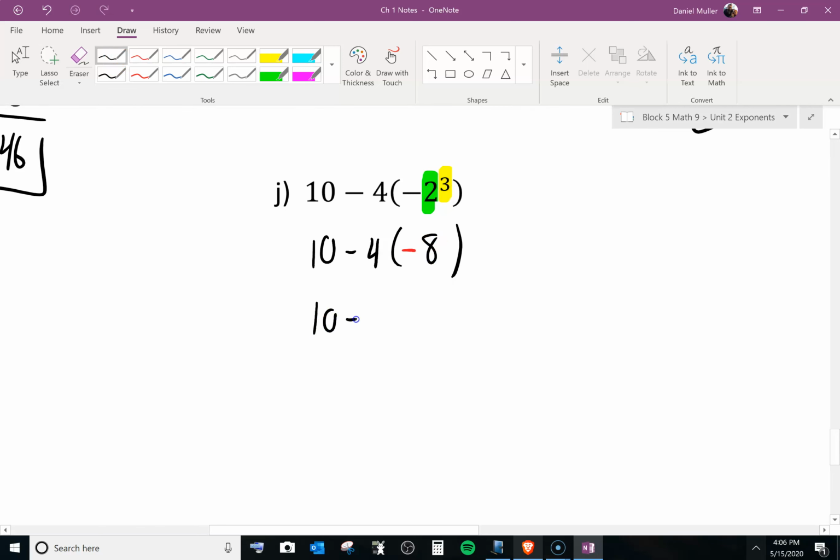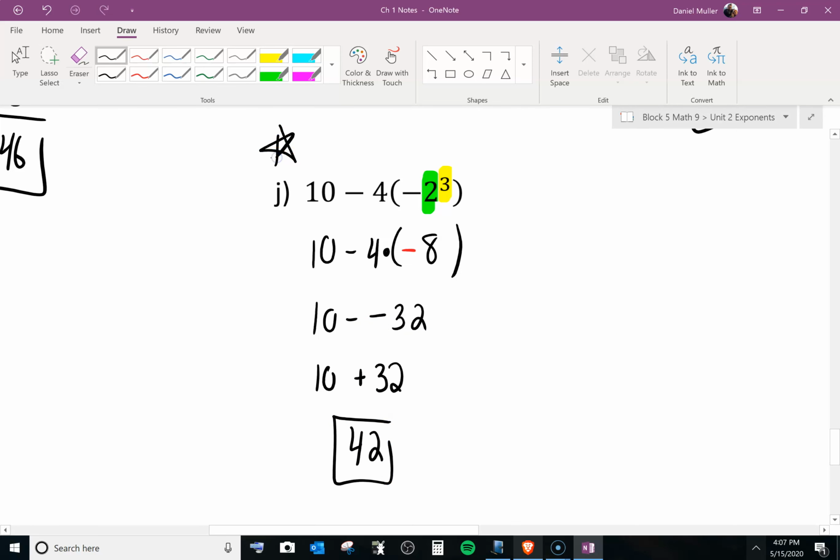So I have 10 minus, and then I've got this right here. It's a times. So I've got a 4 times negative 8. So 4 times 8 is 32, and it's a negative, so it's a negative 32. So this is very tricky. So now I have 10 plus 32, because 2 negatives right beside each other. If I'm subtracting a negative, that's the same thing as adding. And 10 plus 32 is 42. This is a very tricky one. That is one that I would get you to do completely over again. Write it somewhere else and give it a shot.